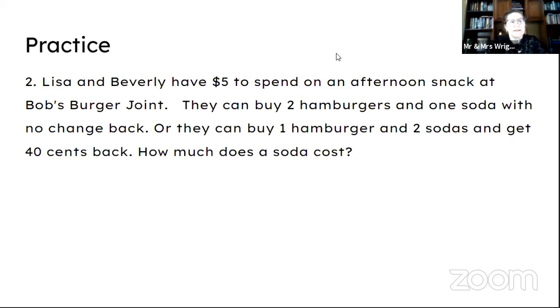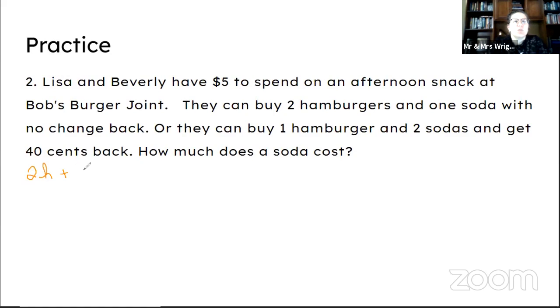All right, welcome back. Lisa and Beverly have $5 to spend on an afternoon snack at Bob's Burger Joint. And they can buy 2 hamburgers and 1 soda and get no change back. That must mean it equals exactly $5. So we've got 2 hamburgers and 1 soda. I don't need to put a 1 in front of it. It's implied. And together that costs exactly $5.